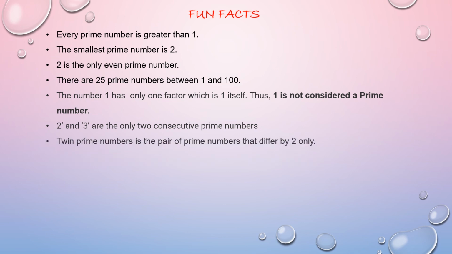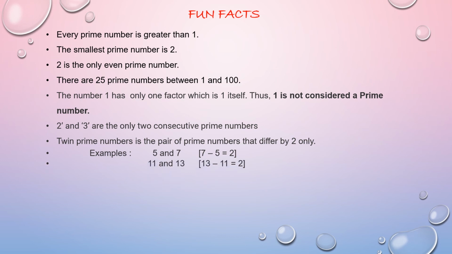Twin prime numbers. What are twin prime numbers? A pair of prime numbers that differ by 2. That is, if you subtract them, the answer will be 2. Examples. 5 and 7 are prime numbers. 7 minus 5 is 2. So it's called twin prime. When you subtract, if the answer is 2, they are called twin prime.